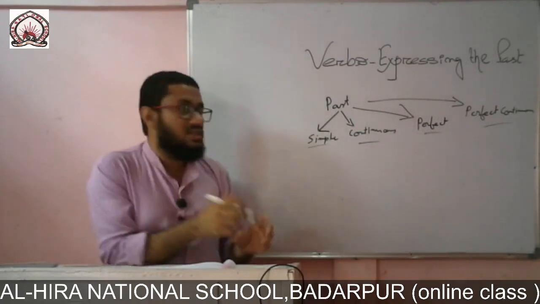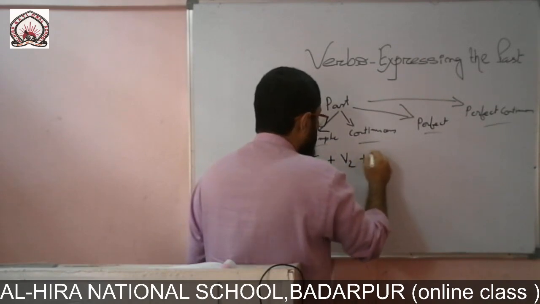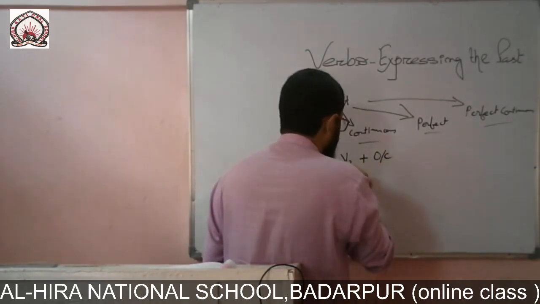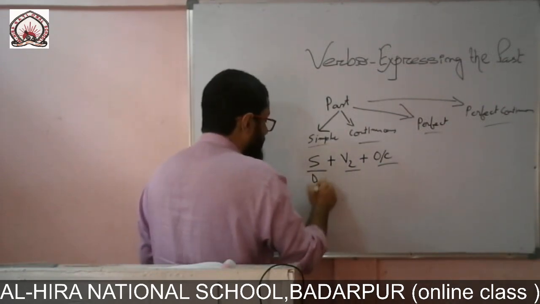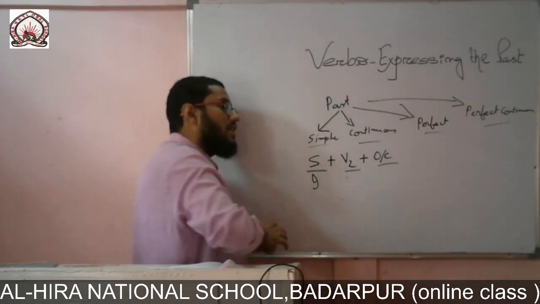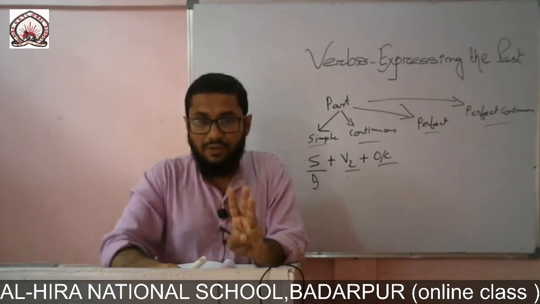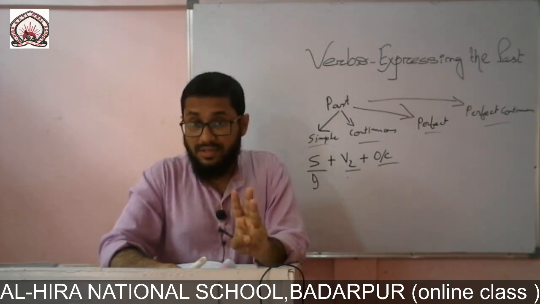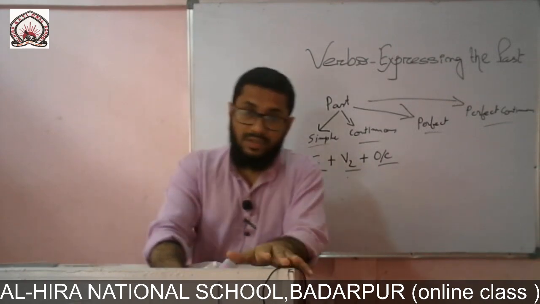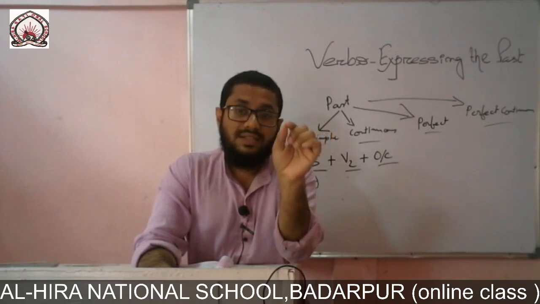And what is the formation of this simple past tense? Very easy. S plus verb two plus object or complement, whatever. So S plus V2, that is subject, for example, and V2 is the second form of any verb. Whenever you were in class 6, you studied that there are three forms of any verb. I urged you to go through the list of these verbs. I hope you went through. That is why you know what is the second form of any verb.